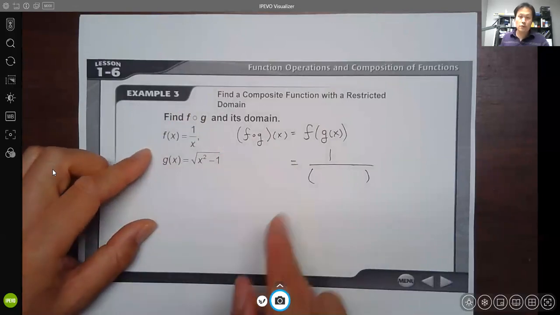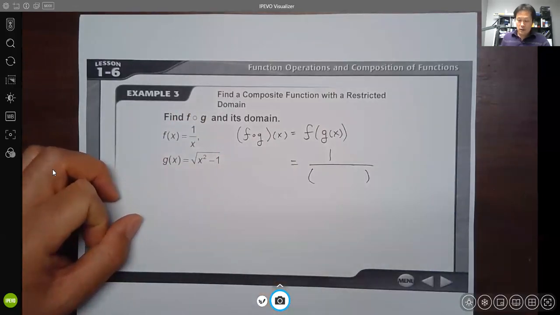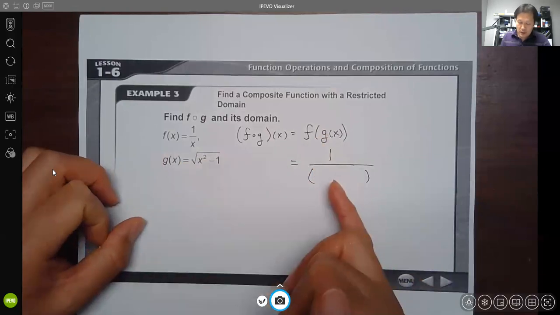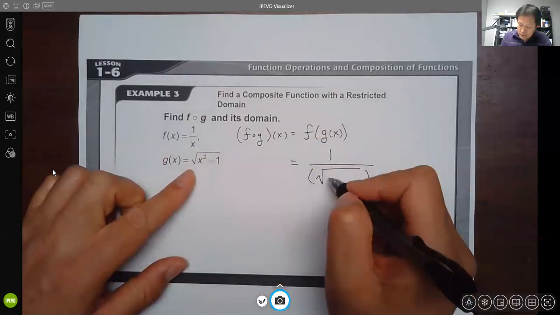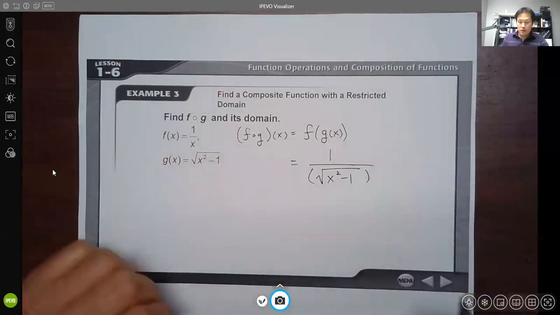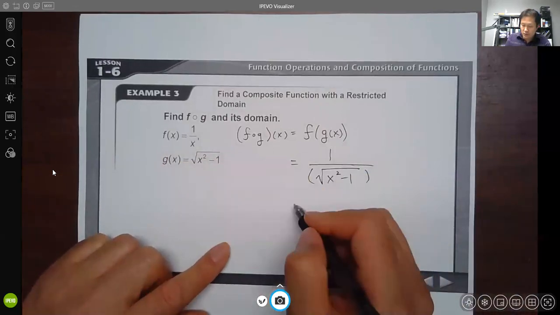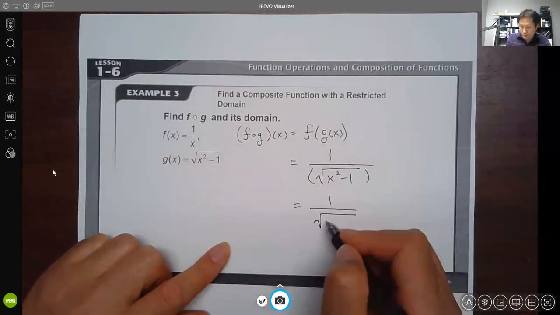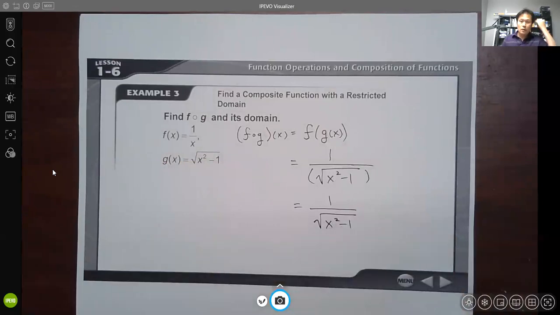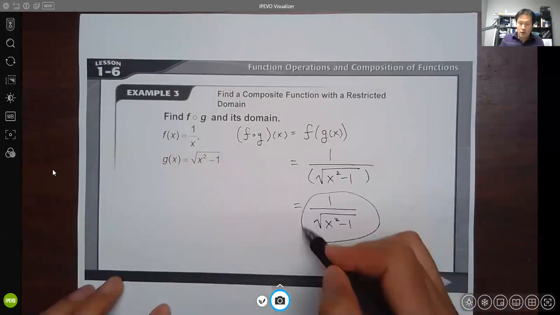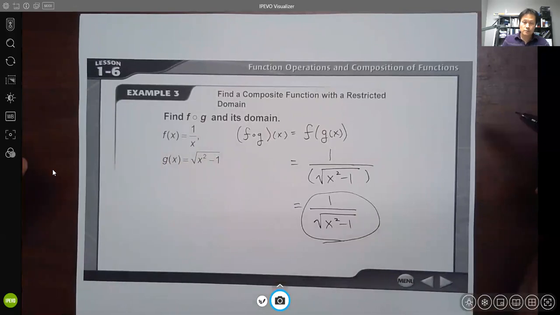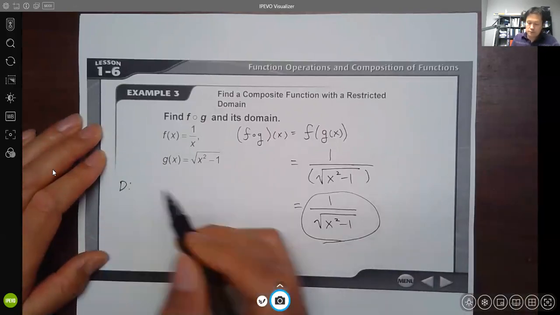Instead of X, you throw a parenthesis, and G goes inside, so G is inside. There's nothing in front of the parenthesis, so that's it. We're done. That is the composite function. So from this, we have to find the domain.